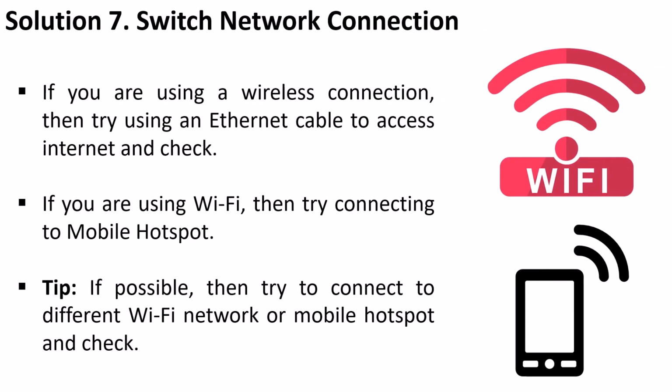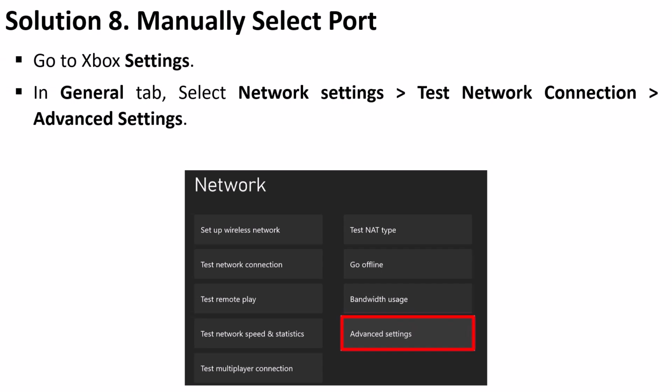Solution 7 is to switch network connection. So if you are using a wireless connection, then try using an Ethernet cable to access internet and then check. If you are using a Wi-Fi, then try connecting to mobile hotspot and then check. If possible, then you can also try to connect to different Wi-Fi network or mobile data network via hotspot and then check.